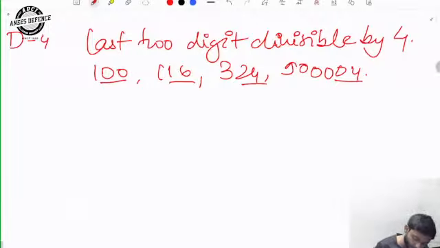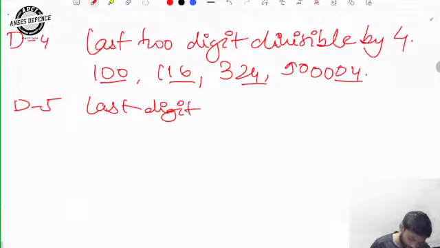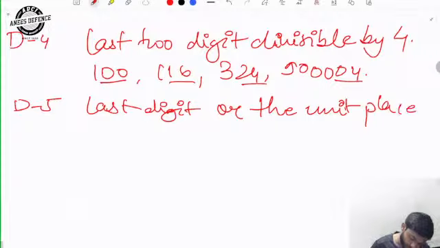Favorite of all, the divisibility test of 5. A number is said to be divisible by 5 if the last digit, that is the unit place, has 0 or 5 in it. The last digit or the unit place has what? 0 or 5 in it.